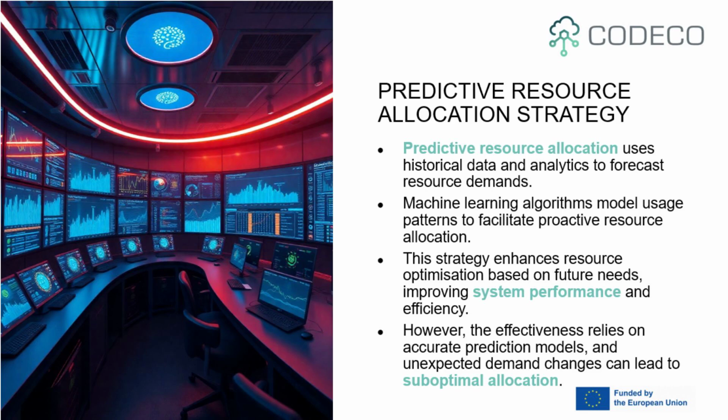5. Predictive resource allocation. Predictive resource allocation utilizes historical data and predictive analytics to anticipate resource demands and proactively allocate resources. Machine learning algorithms can be employed to model resource utilization patterns and make accurate predictions. This strategy helps optimize resource allocation based on future requirements, leading to improved system performance and resource utilization efficiency. However, accurate prediction models are essential, and unexpected variations in demand may lead to suboptimal resource allocation.